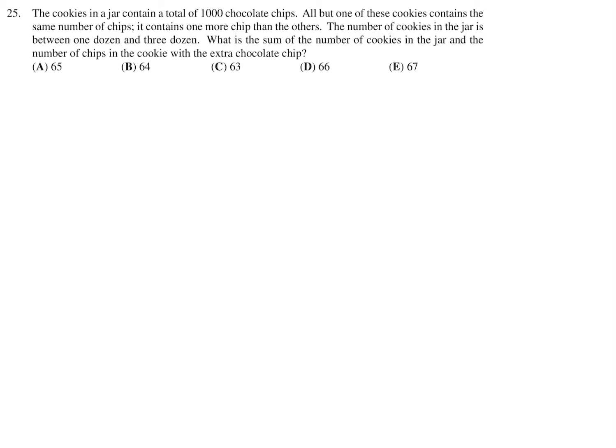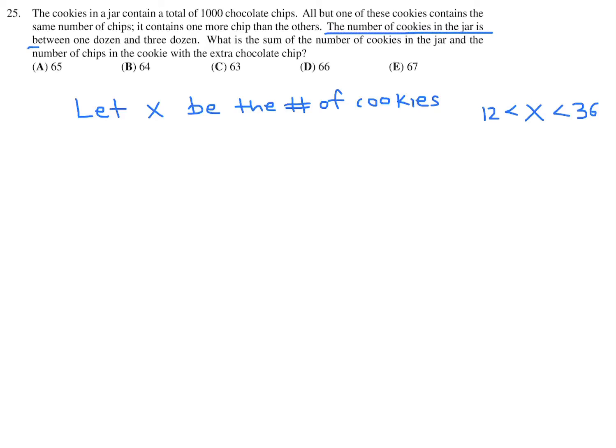All right, so let's introduce some variables and explain this question first before we tackle it. First, let x be the number of cookies in this jar. And then we know that x is between 12 and 36. They've given you that in the question. The number of cookies in the jar is between 1 dozen and 3 dozen.